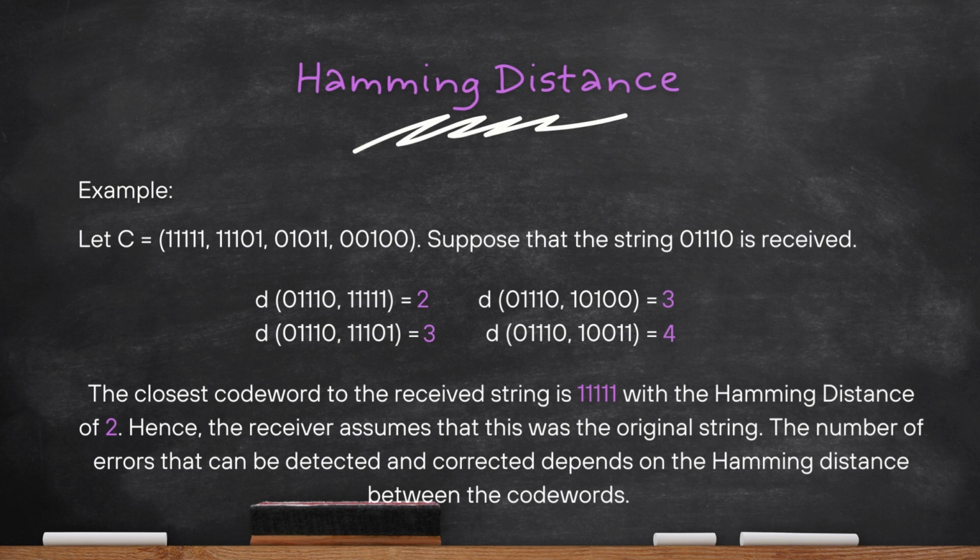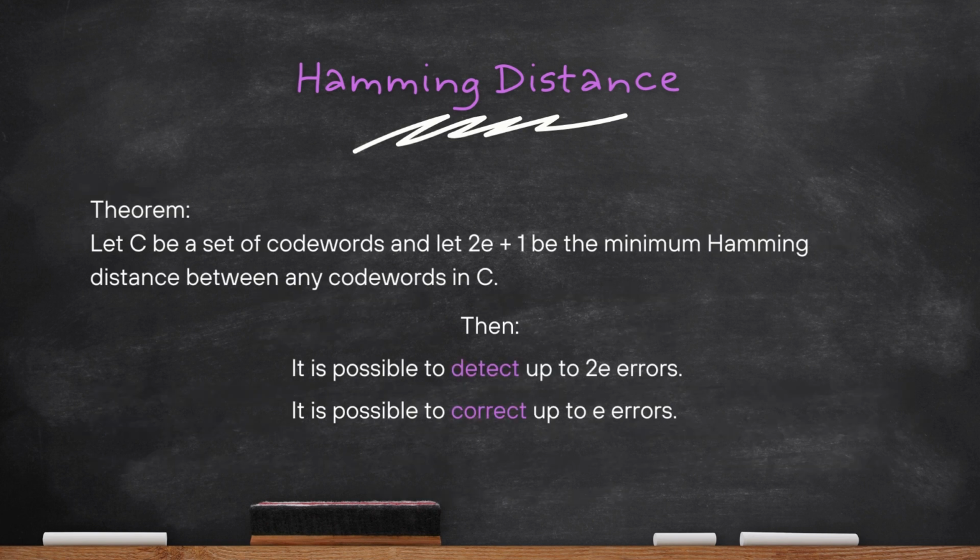So take note that the number of errors that can be detected and corrected depends on the Hamming distance between the code words. So we have the theorem where we let C be a set of code words and let 2E plus 1 be the minimum Hamming distance between any code words in C. Then, it is possible to detect up to 2E errors, and it is also possible to correct up to E errors.